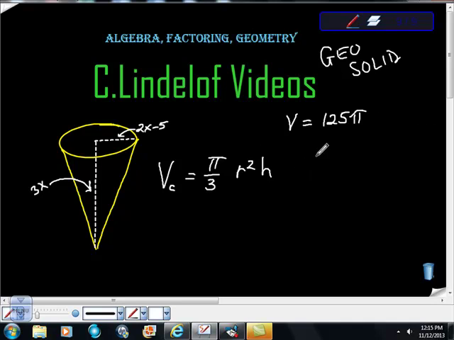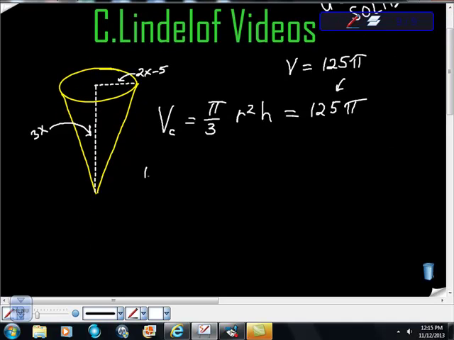We're also told that the volume is 125 pi. So I'm just bringing everything together. Volume is equal to this formula, and we're told that the given volume of this whole thing is 125 pi. From here, I'm just going to start to fill in the blanks. So I'm going to take pi thirds times the radius. This is a radius, and the radius is 2x minus 5. And it's actually radius squared, times height, and we're told that our height is 3x, so times 3x.